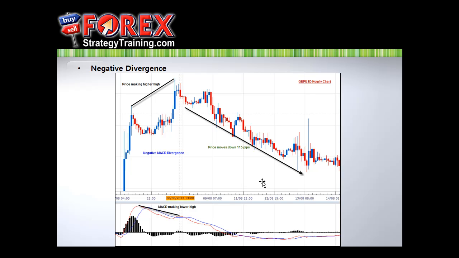Okay, and this is actually taken from the pound dollar on the hourly chart. This is just to show you that it works on all time frames, it works on all currency pairs. So don't worry about the time frame or currency pair because it works on all of them. So now that you understand this positive and negative divergence, let me show you an example in the chart.